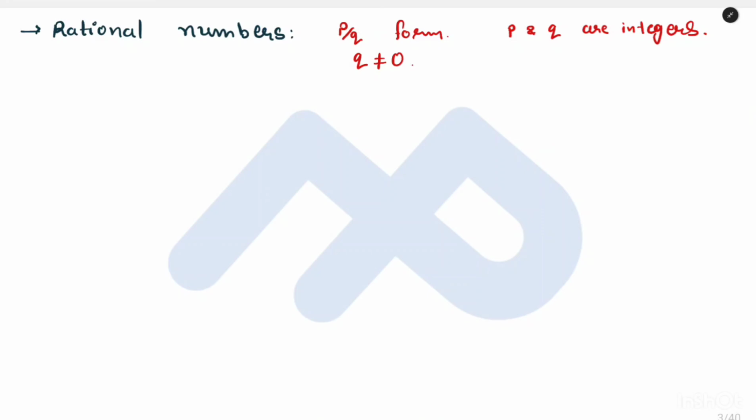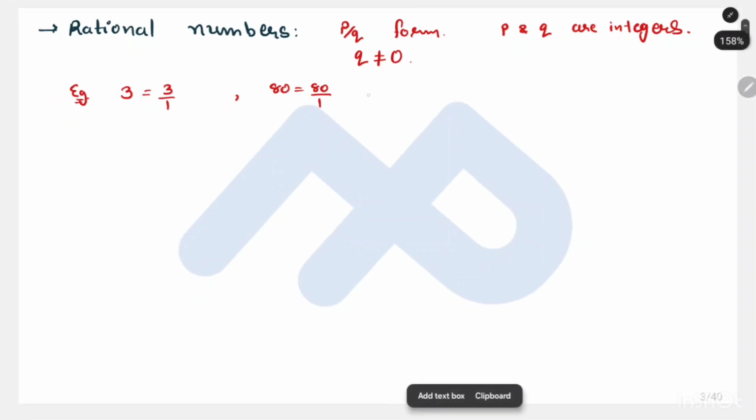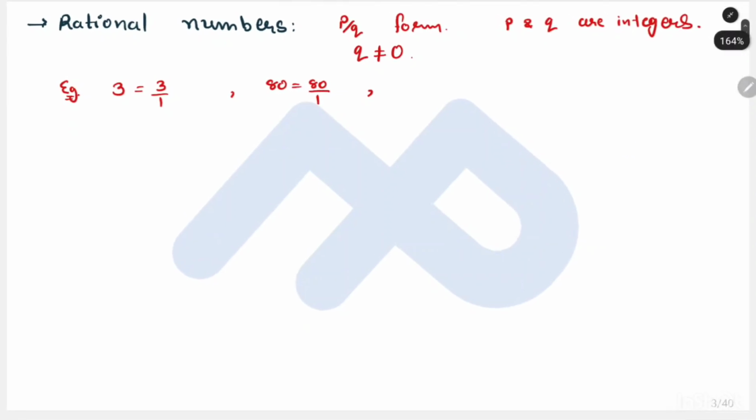Okay, so let's see some examples of rational numbers. All the natural numbers which we have seen, like 1, 2, 3, 4, the counting numbers, I mean. So let's say 3 can also be written as 3 upon 1, because 3 upon 1 is 3 only, so it is also a rational number. Let's say 80, so 80 upon 1 is also a rational number, correct? So all the natural numbers are rational numbers. Then the whole numbers, I mean 0 is also a rational number, because 0 divided by anything is 0. So 0 upon 1 is also 0, so 0 is also a rational number.